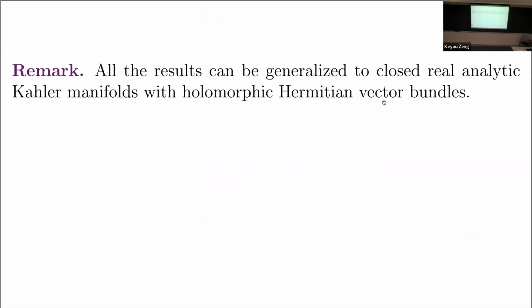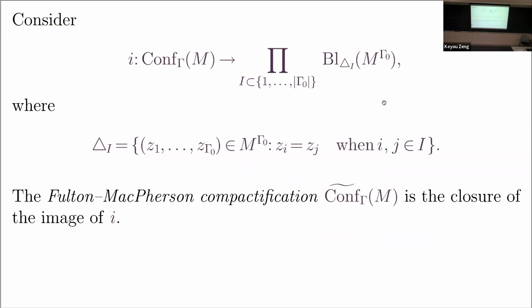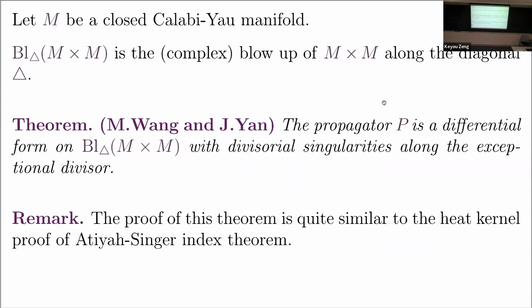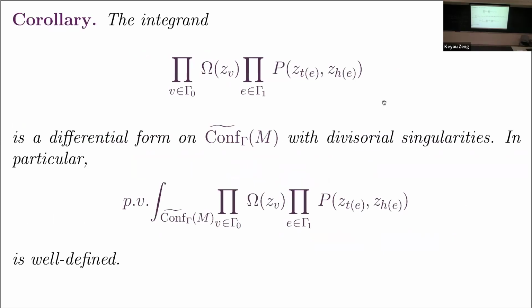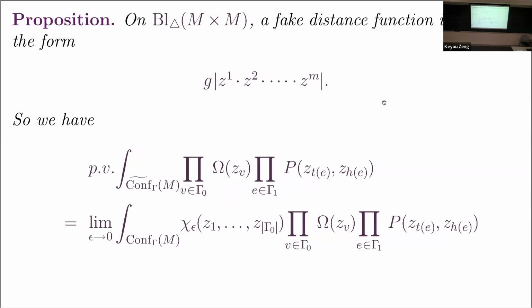Okay, so here's the remark. All the results can be generalized to closed real analytic Kahler manifolds with holomorphic Hermitian vector bundles. This is because this theorem has nothing to do with Calabi-Yau structure and holomorphic volume form. It's just some description of singularities.